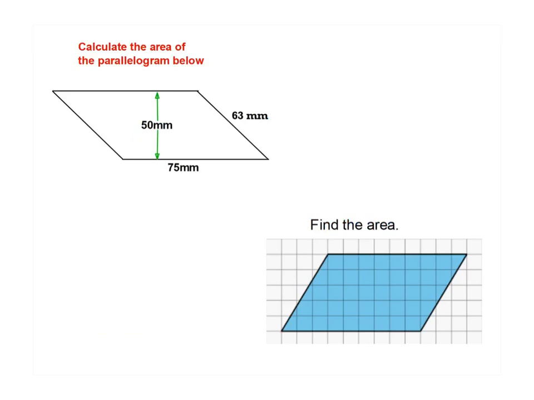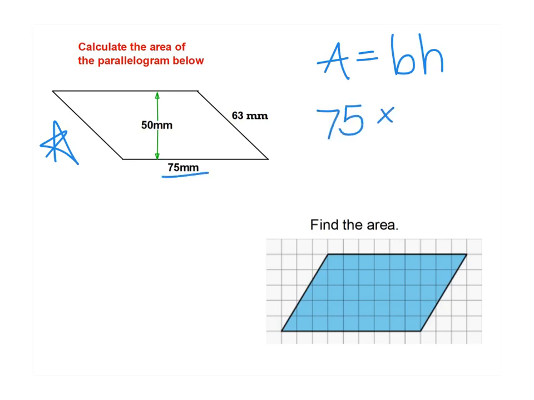Okay, let's take a look at a couple more. So if we're looking up here at our top parallelogram, remember we always do area equals the base times the height. The base and the height have to be perpendicular to each other. So I'm going to use 75 as the base and 50 is the height. Again, 63 is just extra information. It is the length of that side. And while that's nice to know, we don't need it to calculate the area.